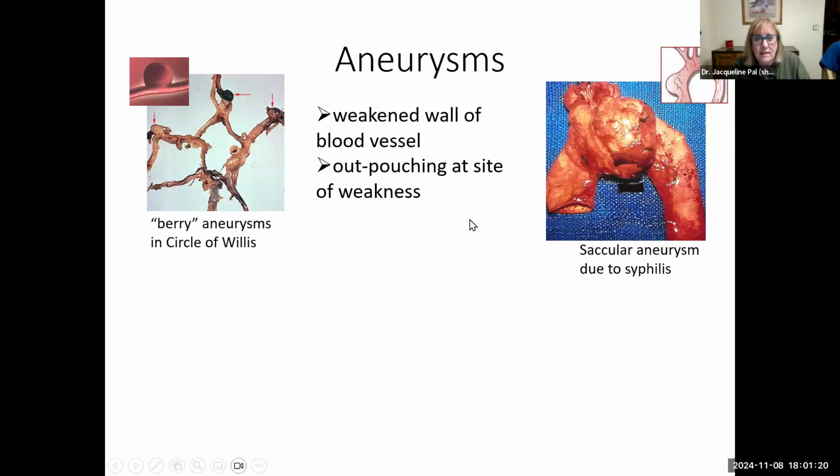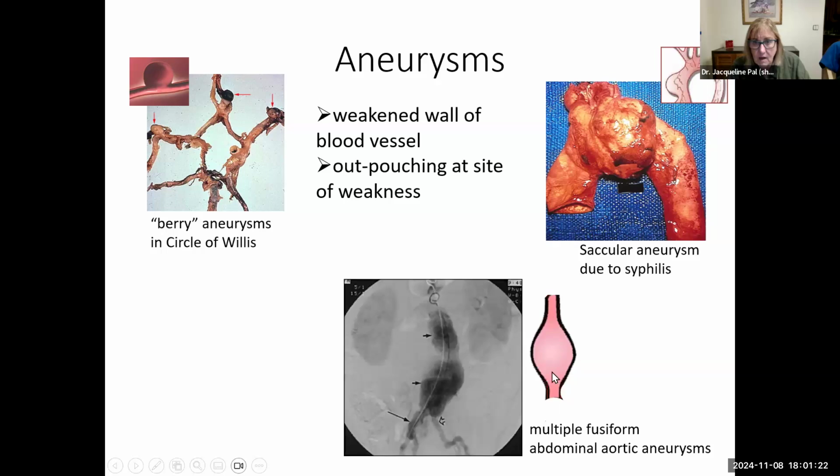And then we can get a fusiform type of aneurysm in your abdomen. And this person actually has 2 of them in their abdomen and then 1 here going down to their right leg. And this is a very common type that you see with atherosclerosis. And these we would repair once they get to be about 6 centimeters in diameter.